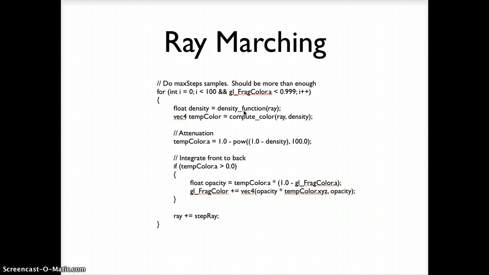We calculate a density for that point in the ray. We compute the color based on where the ray is and the density. We then do attenuation. I've tried both this attenuation, which is specified in the reference material for Hypertexture, and also the attenuation we used in class. This one worked a little bit better and should keep our densities between 0 and 1. Finally, we integrate that value from front to back and continue along the ray.